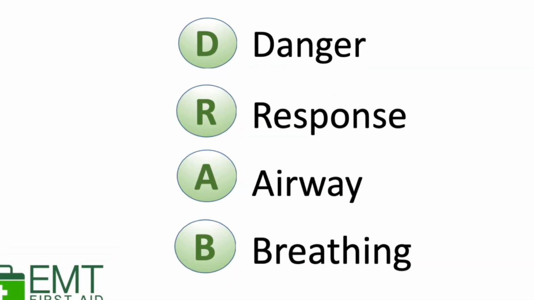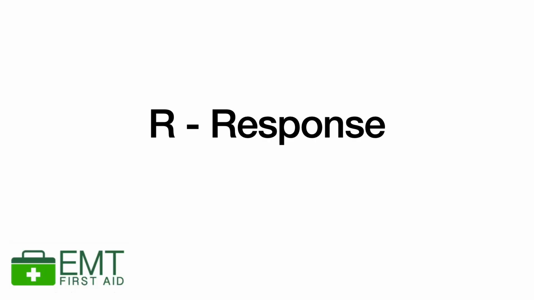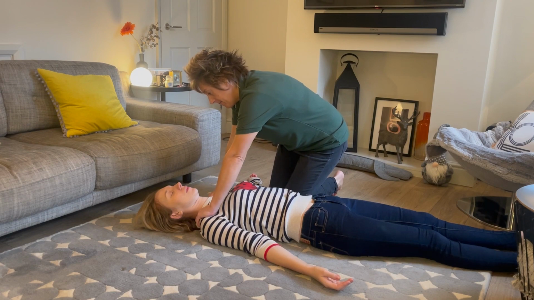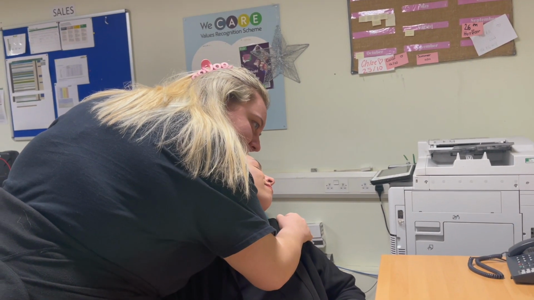So we still need to make sure the area is safe for us to be able to go and help them, just in case maybe they've been electrocuted, or maybe they're unconscious due to smoke or gas being present in the room. So we must make sure it is safe for us. And then we're going to check for a response. We're going to see if we can wake them up by shouting, making a loud noise, or maybe just gently squeezing their shoulders to try and wake them up. No response? We would say they were unconscious.